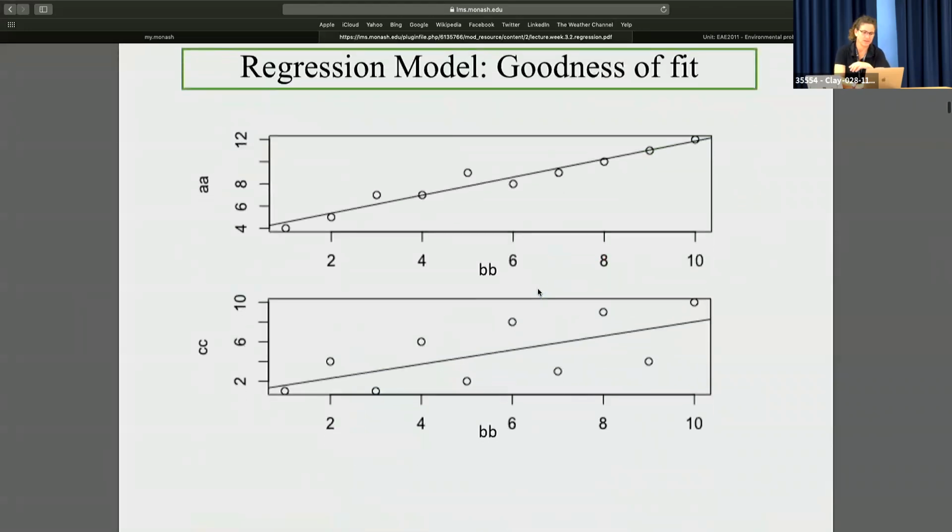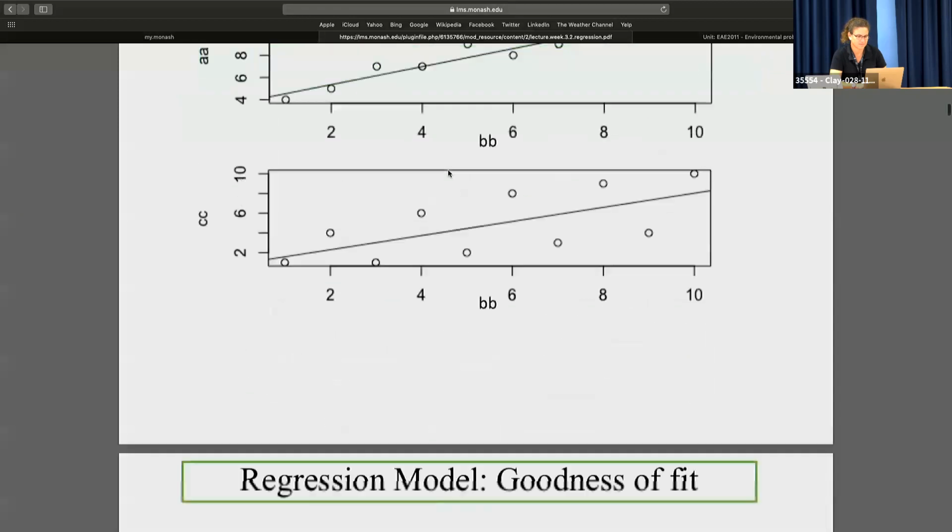And I can give you two examples here. AA as a function of BB, CC as a function of BB. And what I can see here are two models that are fit, and you can already tell that the distance of those points to the model is actually a lot smaller in the top figure than it is in the smaller figure. So this one has a better fit. Okay, so it will have a higher indicator of goodness of fit.